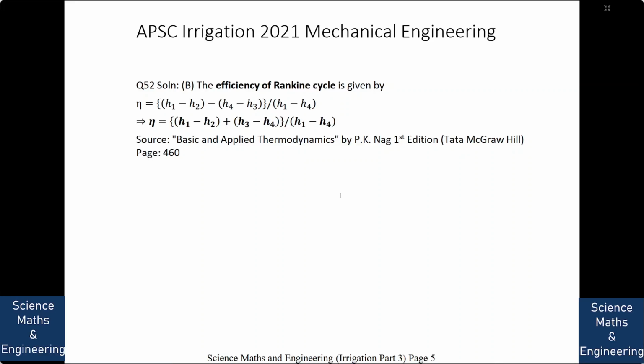Here H1 is the enthalpy of the steam coming out of the boiler, H2 is the enthalpy of the steam coming out of the turbine, H3 is the enthalpy of the water entering the pump, and H4 is the enthalpy of the water after being pumped. So H4 is greater than H3. In case of any more doubt, you can follow the source. We will go to the next question.